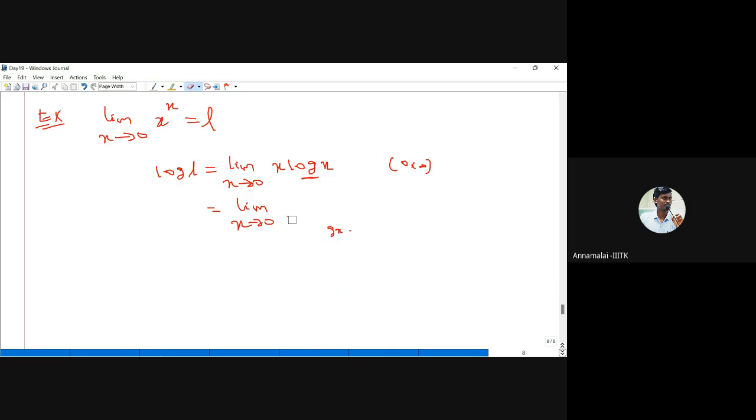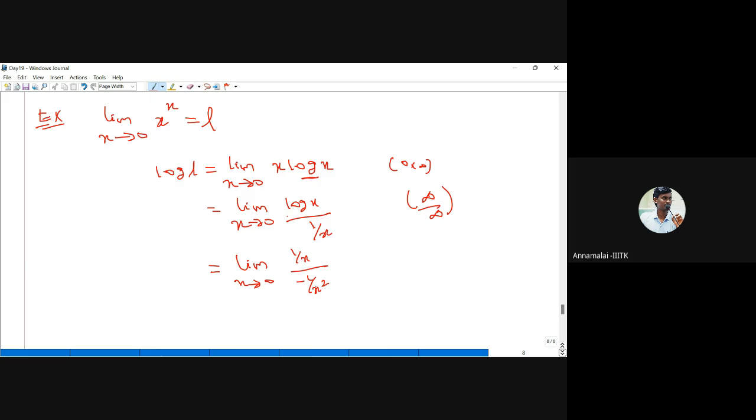Therefore we can take this x to the denominator, that is 1 by x. So therefore log x by 1 by x. So you'll get infinity by infinity form. Therefore you've got to differentiate the numerator and the denominator and then substitute, taking the limit as x goes to 0. What is the derivative of log x? It is nothing but 1 by x. What is the derivative of 1 by x? It is minus 1 by x square.